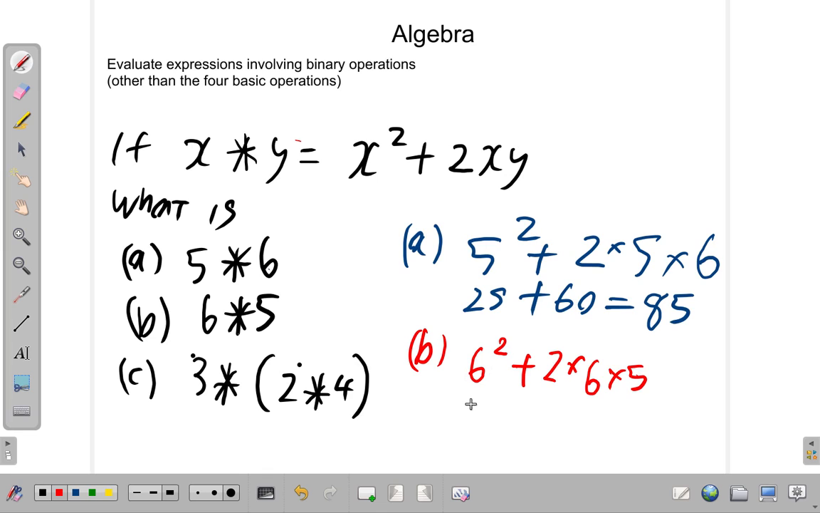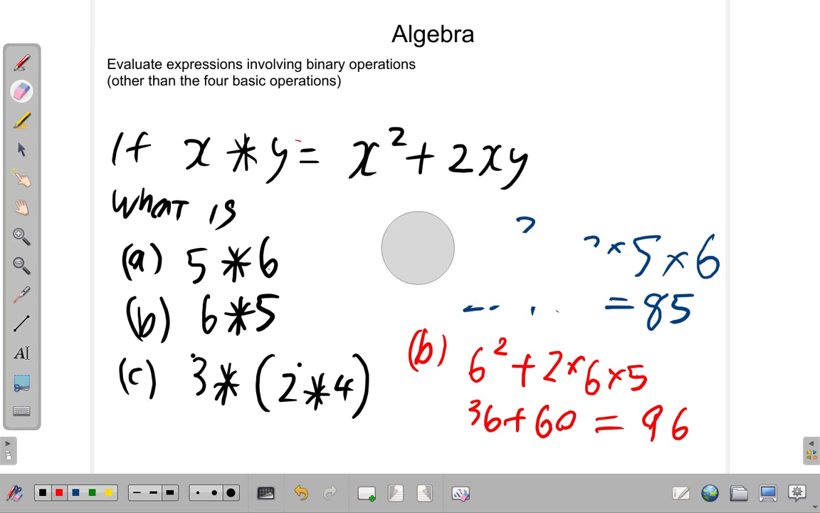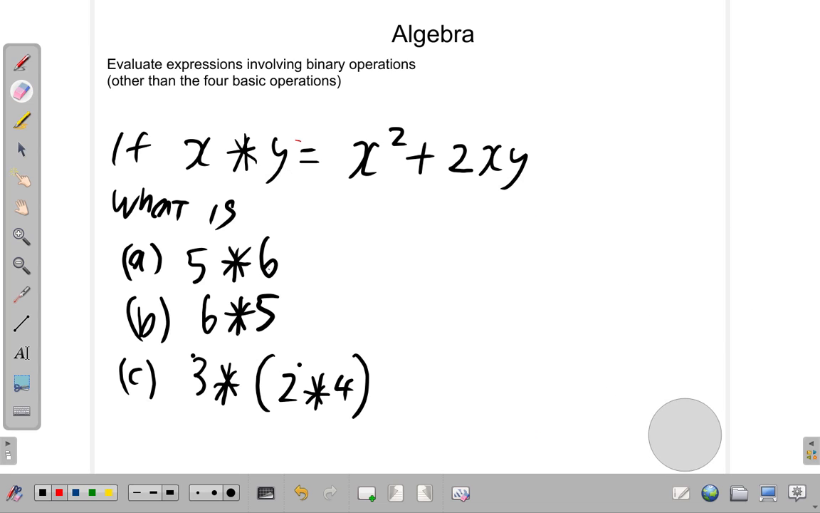So it's 6 squared. 6 squared is 36 plus 2 times 6 is 12. 12 times 5 is 60. 36 plus 60, which is 96. Alright, so you get a different answer. 5 star 6 and 6 star 5 yield different things. Alright, so let's look at part C now. We're going to have to erase these to get some space. Part C.